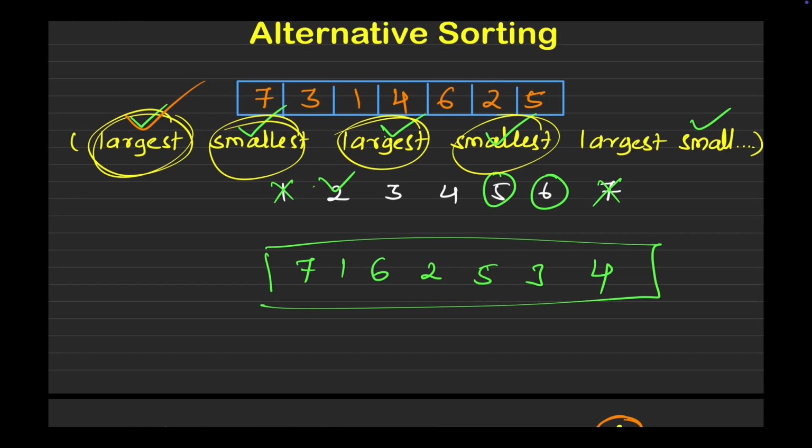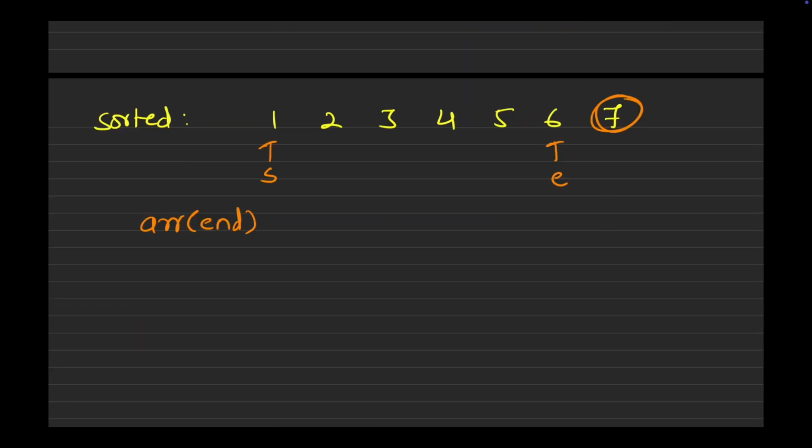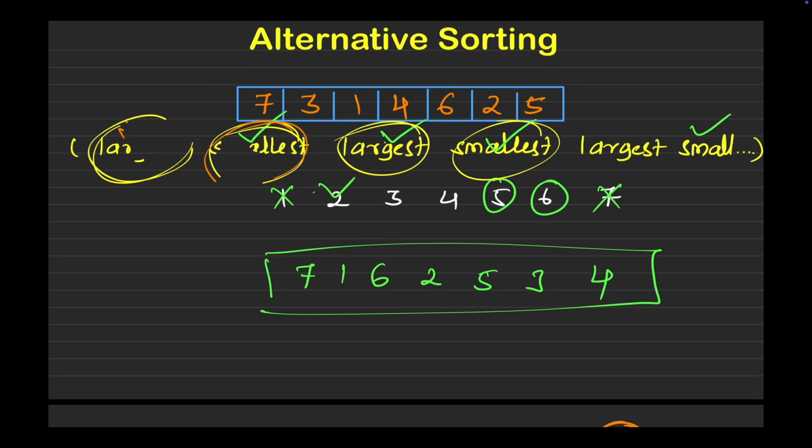Now as I printed the largest, I will look for the smallest element. The smallest element is present at the start index, so I will print ARR of start. Since I have used this element, I will take the start one position ahead so that I can go ahead with the second smallest. Now I'm done with largest and smallest.